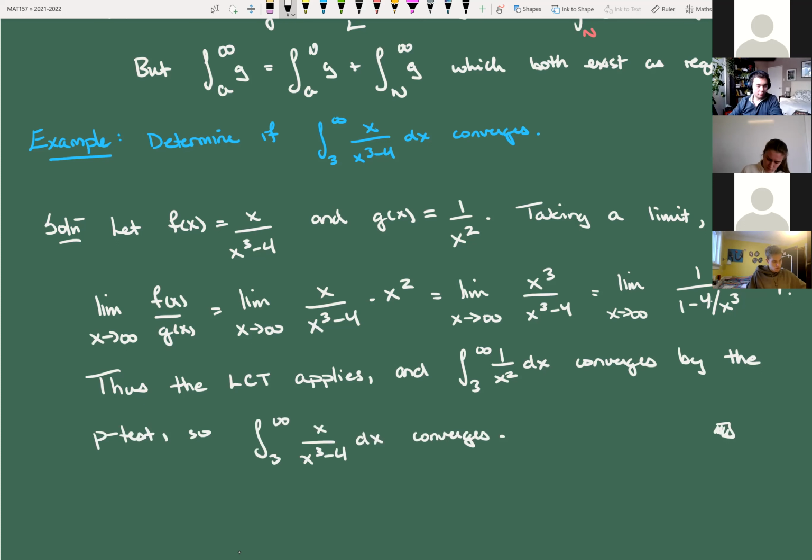LCT is about comparing growth of the functions inside the integral that are like the derivative of the integral. Thus, this is a link between the limit of function and its derivative.